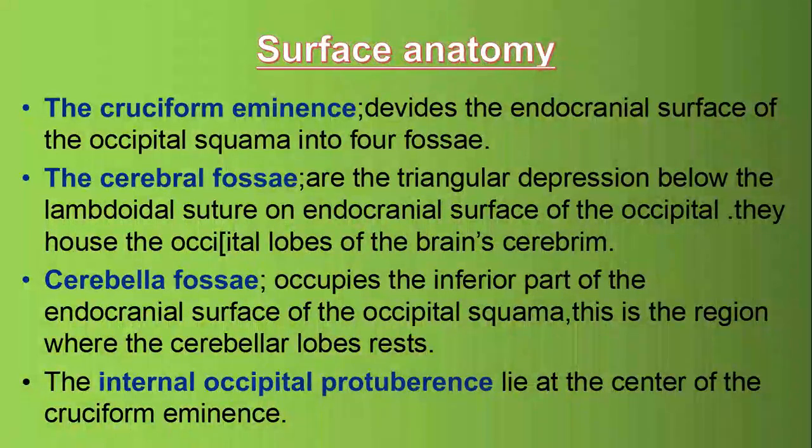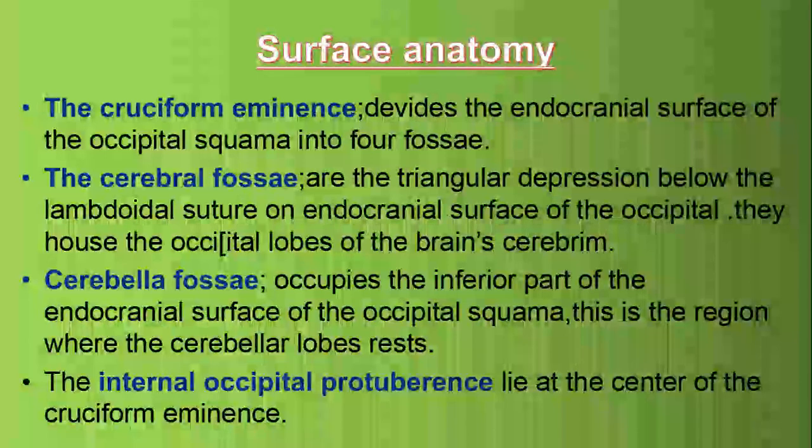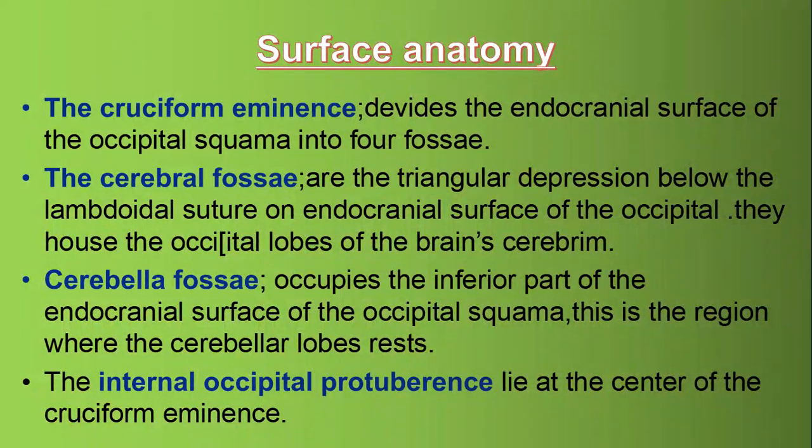The cerebellar fossa occupies the inferior part of the endocranial surface of the occipital squama, and this is the region where the cerebellar lobes rest. The internal occipital protuberance lies at the center of the cruciform eminence. We've been able to check on that from the previous image.